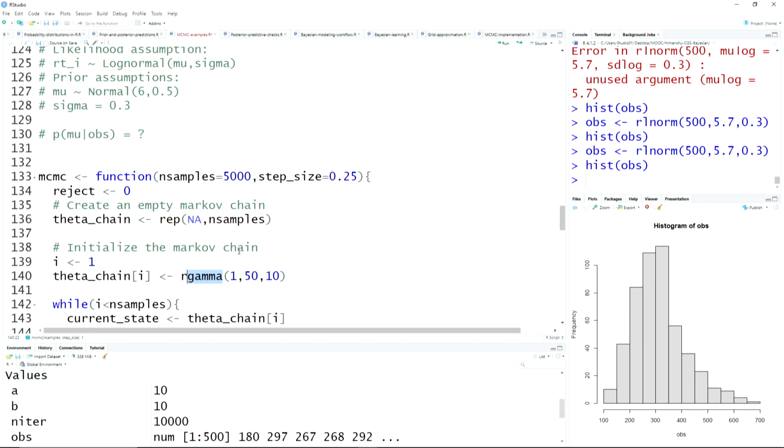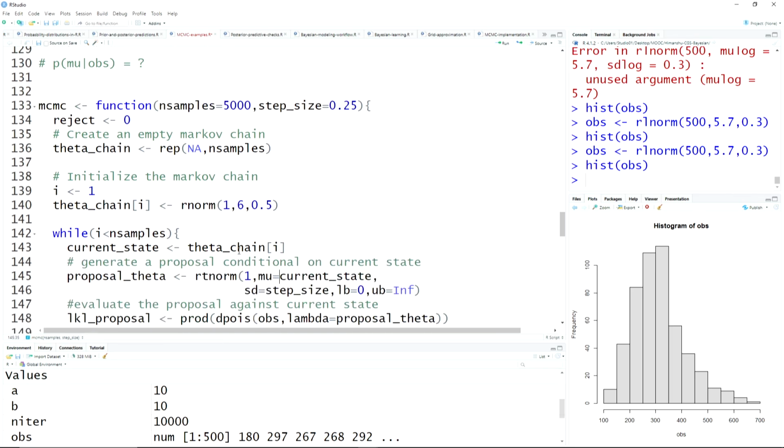Now I can draw from a different distribution because I'm drawing these samples for mu. So, let us draw samples from prior distribution of mu. Let's say R norm 6, 0.5. Okay. And then this will become current state of the chain.